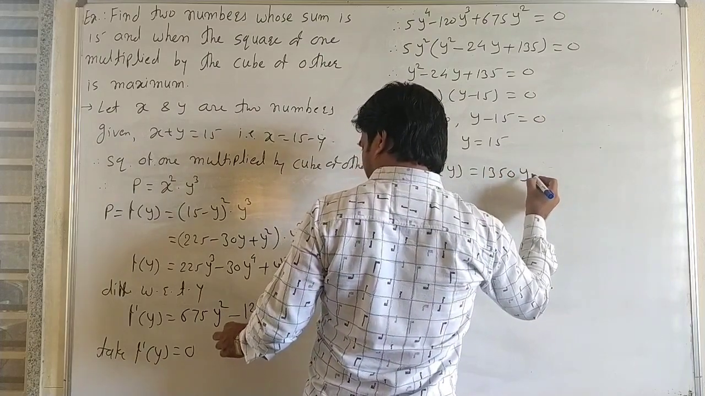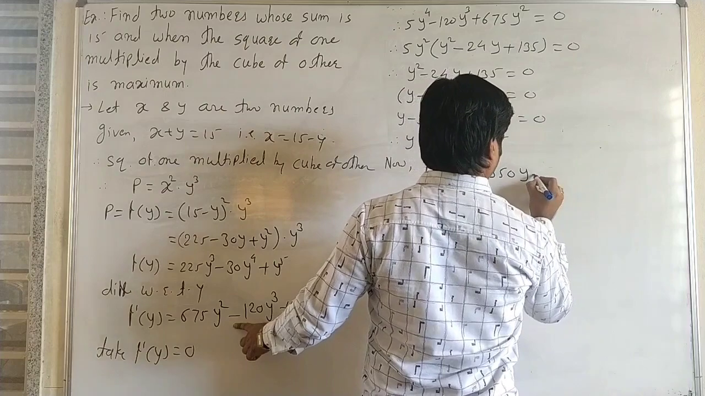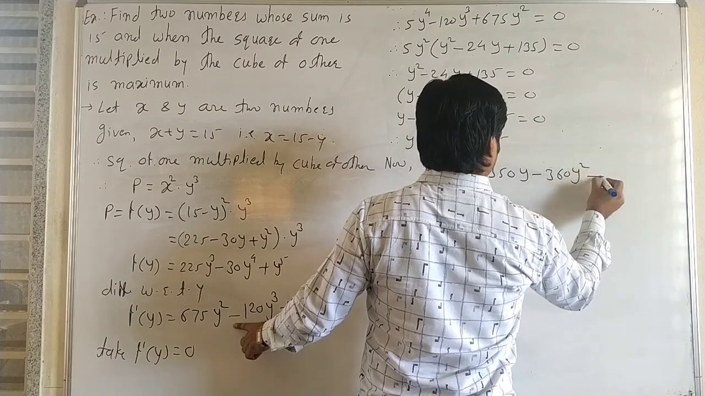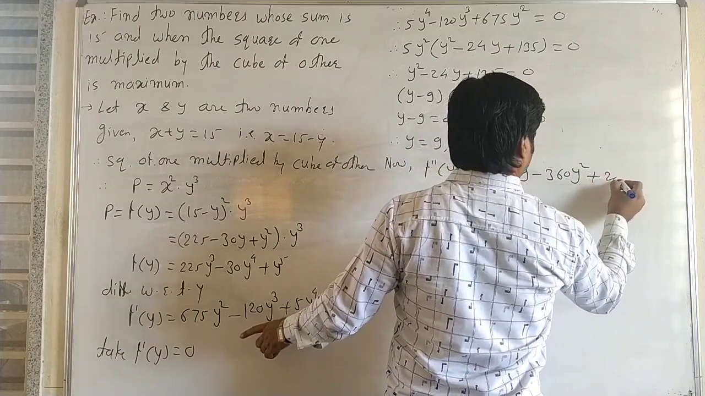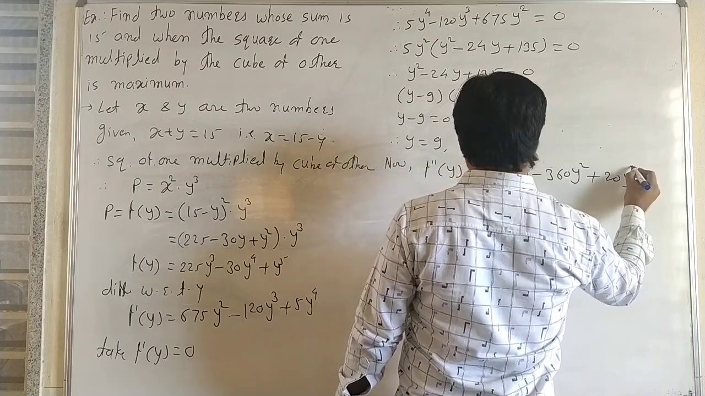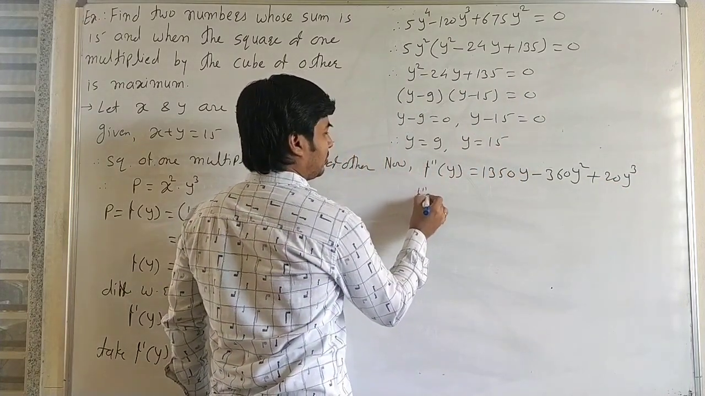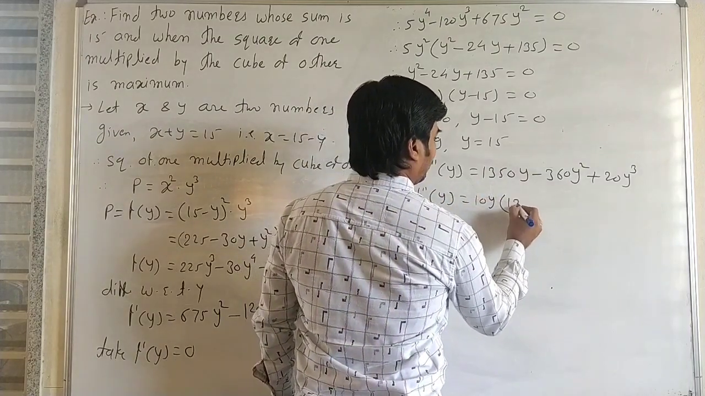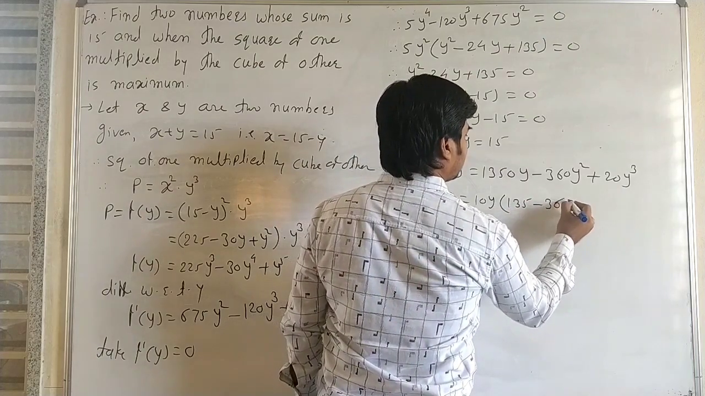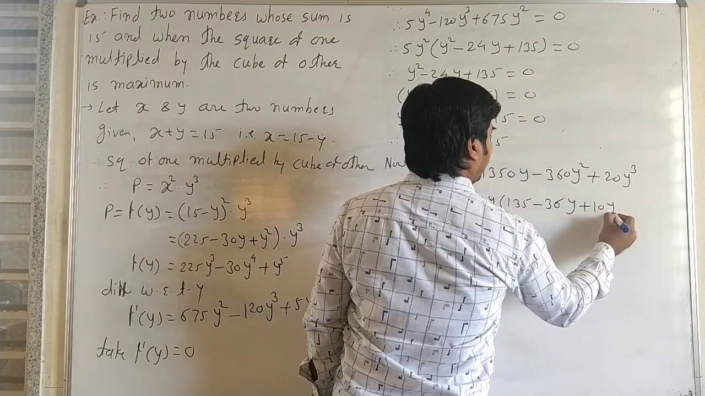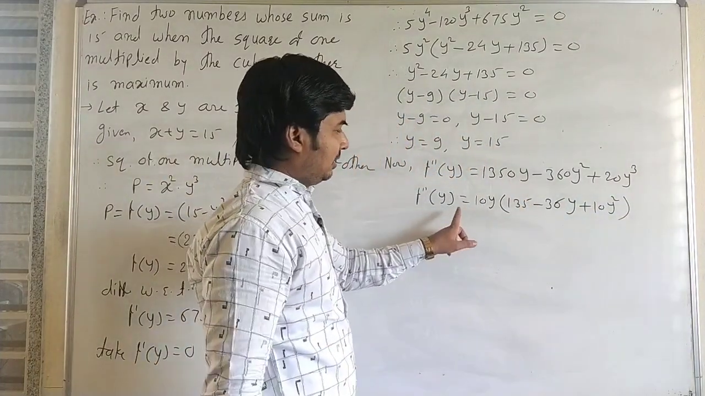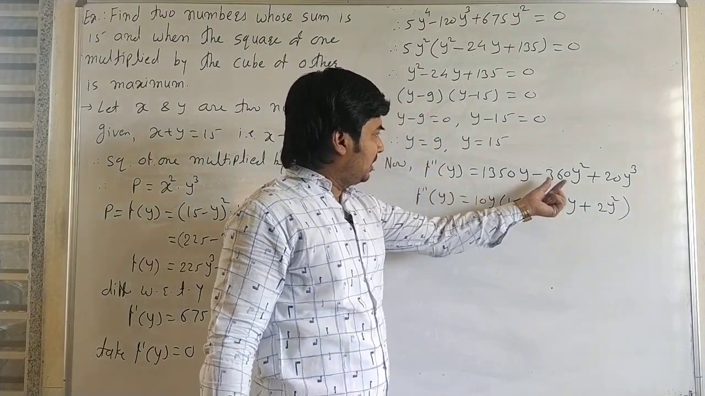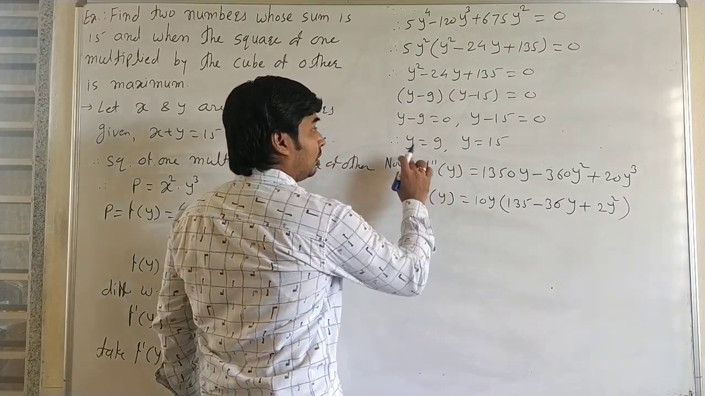y minus 360y square and plus 20y to the power 3. Therefore, f double dash of y, take 10y common. Then here 135 minus 36y and plus 2y square. Okay. Then take a 10 common. Okay. Then put both values.